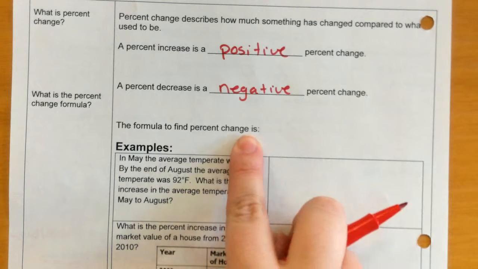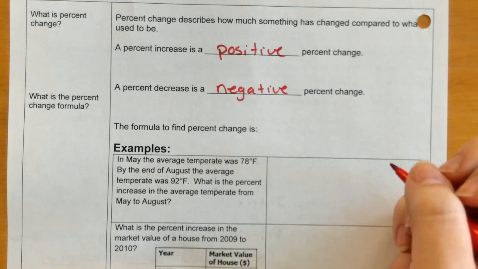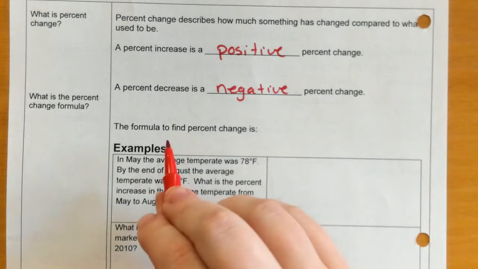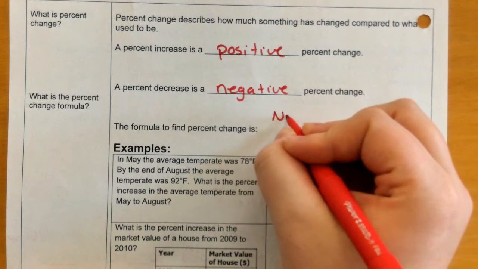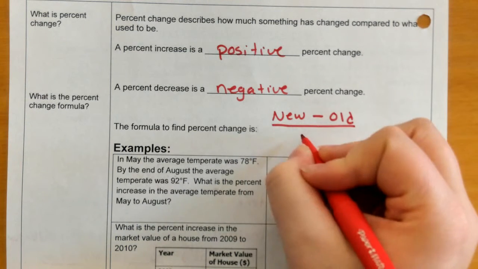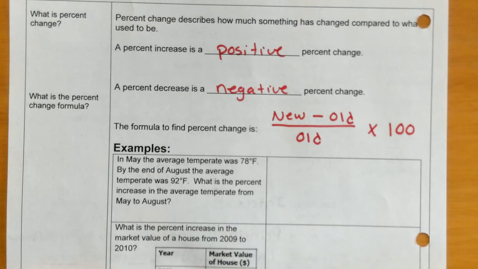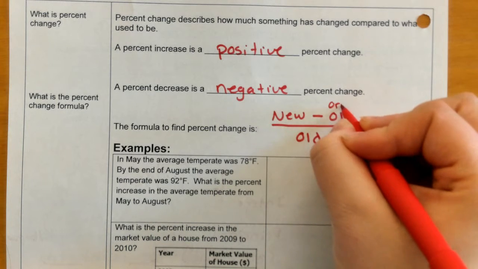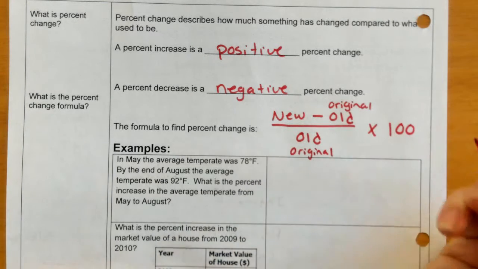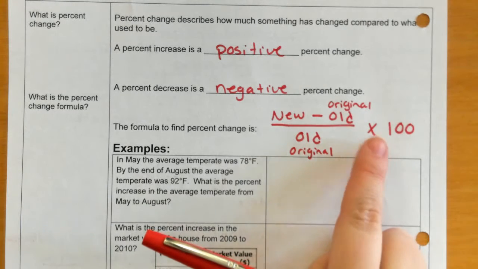Now the formula when we find percent change, again, this is not going to be on your formula sheet, but you do need to know it for your test. If you can remember the word "no," you'll be okay. The formula to find percent change is new minus old divided by old times 100. Another word you could use instead of old is original. So sometimes it might be easier to think of it as an original number versus an old number. But this is the formula.